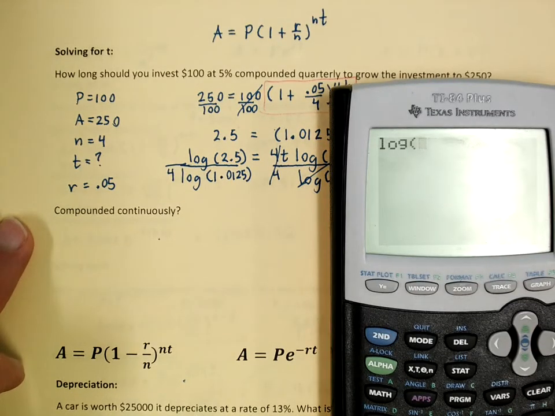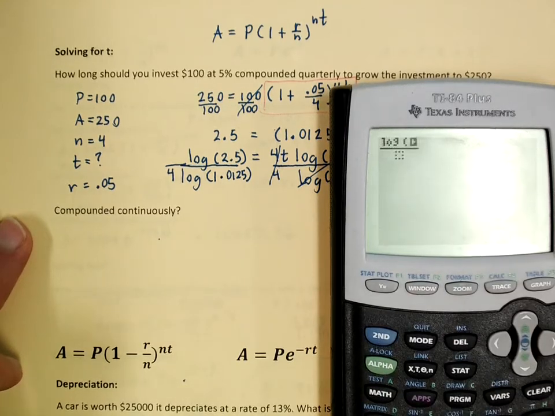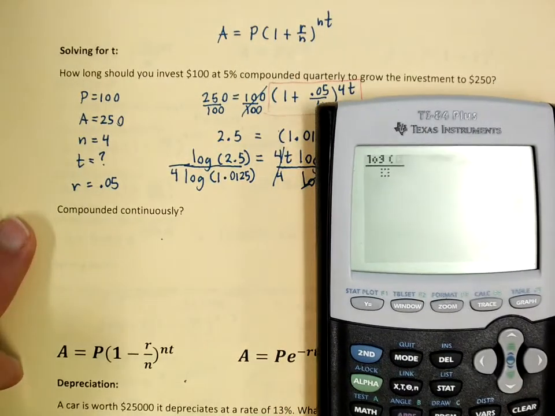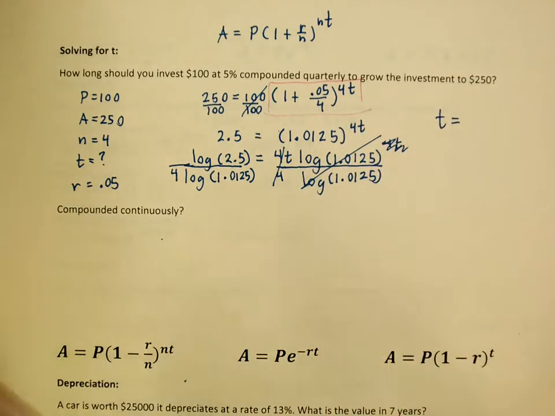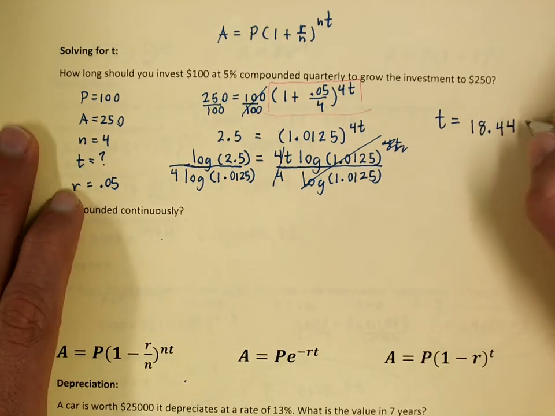So we have the log of 2.5. The log, remember that log key is right here, right by that 7. So the log of 2.5 divided by 4 times the log of 1.0125. Notice that I'm basically typing it exactly like I wrote it. Okay, so there you go, 18.44. So it takes about 18 years, almost 18 and a half years, right?